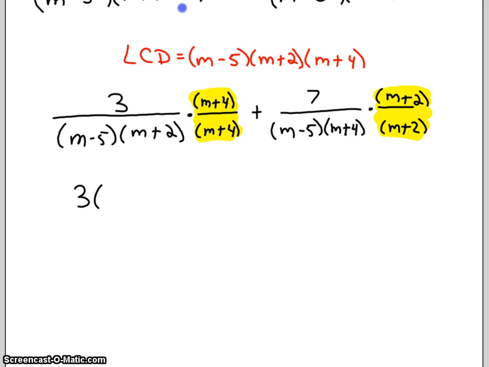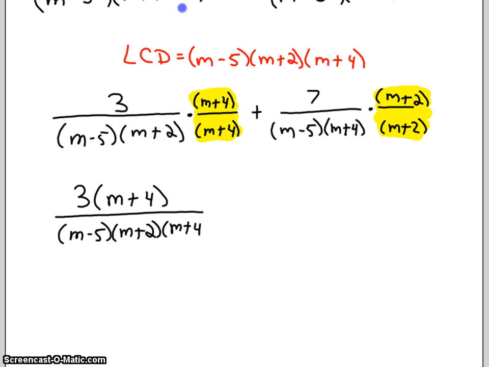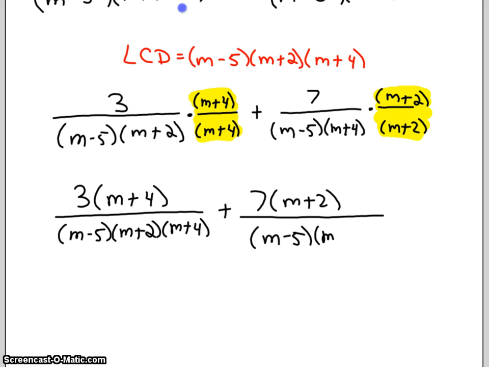So now we have 3, and I'm going to keep these separate for now, all over this common denominator. And then a plus sign, and I have 7 times m plus 2 all over this common denominator. And we could put them in the same order if we want as the other one. Don't cancel anything out here. Don't cancel out those m plus 2s or those m plus 4s, because then you're back where you started.